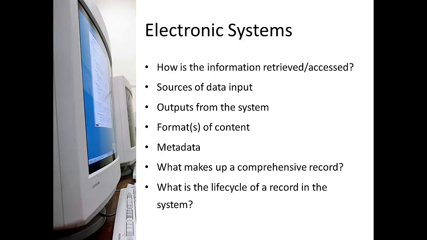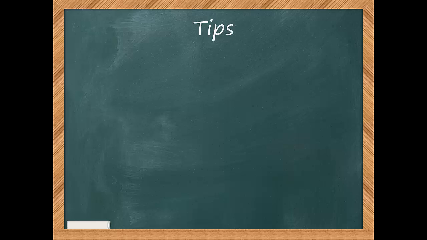Metadata is that additional information about the records, things like dates, file titles, project numbers, the things we use to locate, manage, understand, and preserve the records. We look at what it takes to make up a complete record in the system, and we look at how the information flows through the system, what's its lifespan, and what happens to it. I've given you a lot of examples, and you'll want to tailor that list to fit your project.